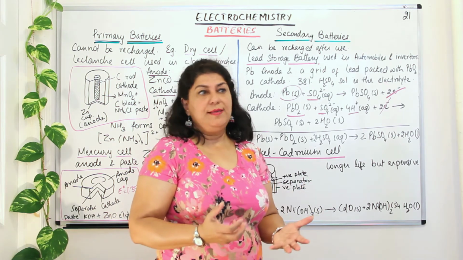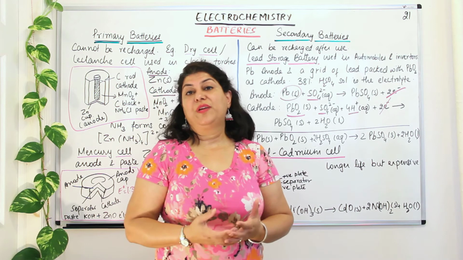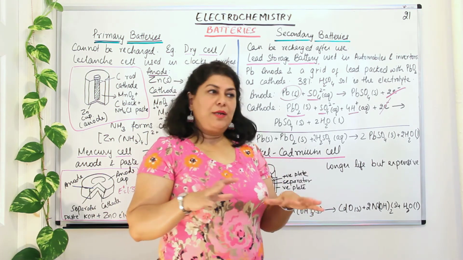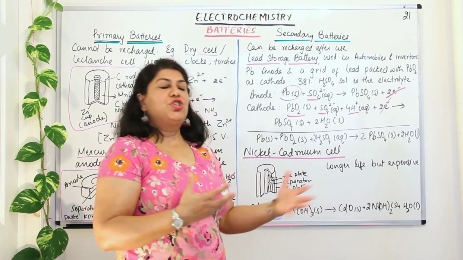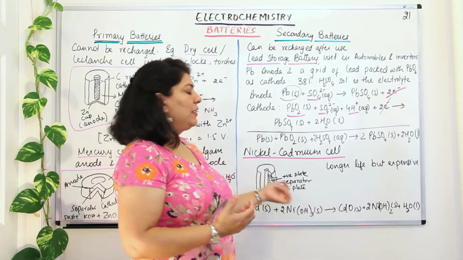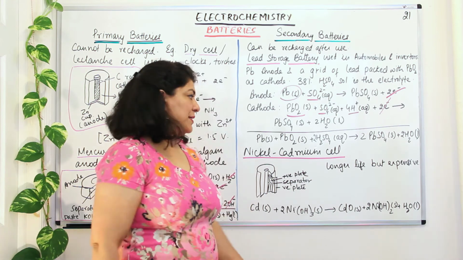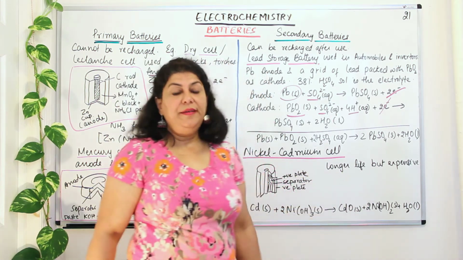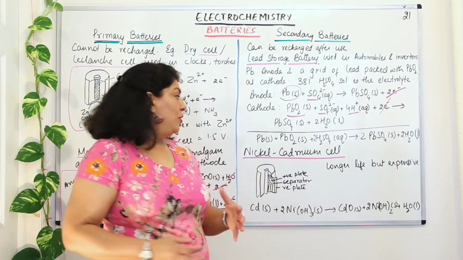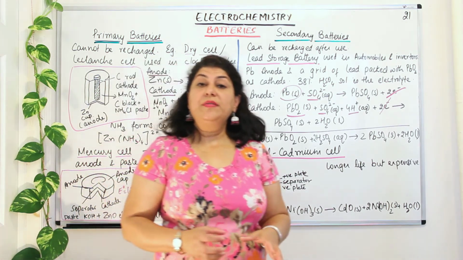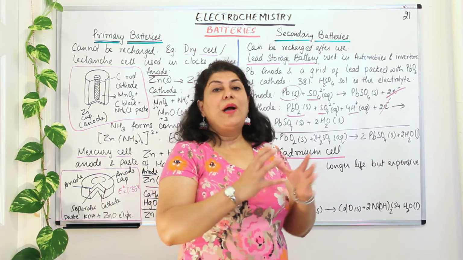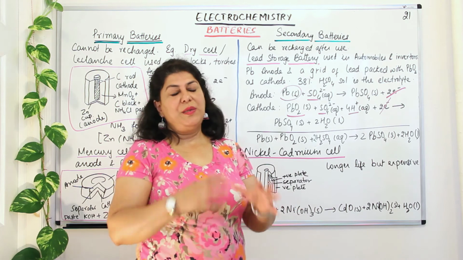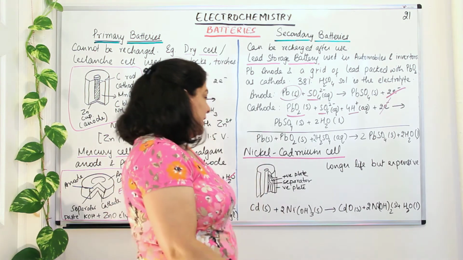The only drawback is that the cost of their production is very high. So they are not cost effective. At places where you may need a large number of cells, using the nickel-cadmium cell might be very expensive. So these have a longer battery life, but they are expensive. The details of the nickel-cadmium cell are not there in the NCERT textbook. So all you have to know is that they have a longer life, but since they are expensive, we do not study them in too much detail.